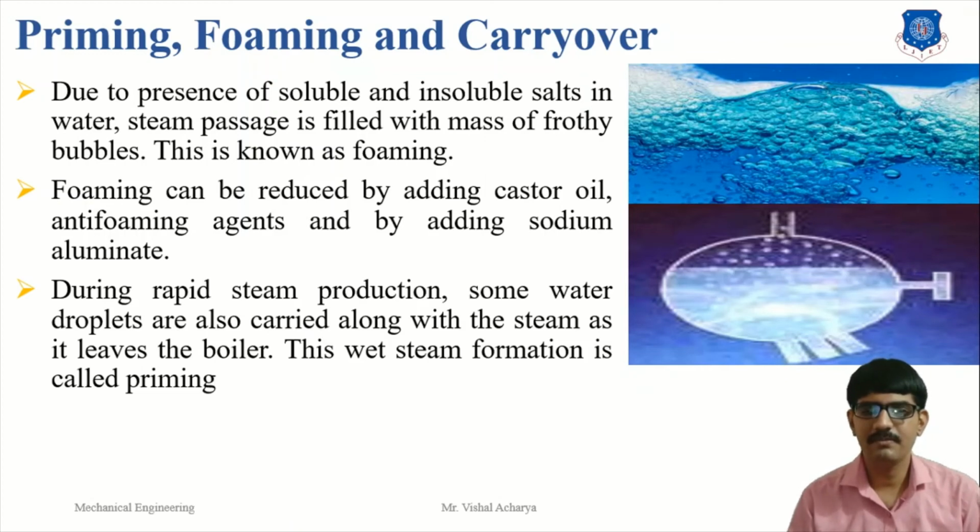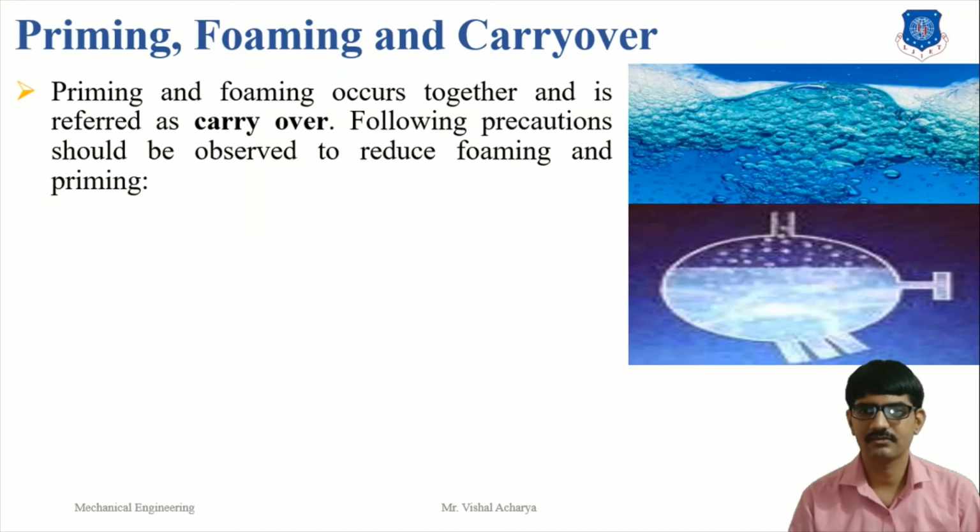Foaming can be reduced by adding castor oil and anti-foaming agent and by adding sodium aluminate. And during the rapid steam production, some water droplets are also carried along with the steam as it leaves the boiler. This wet steam formation is called priming. When priming and foaming occur together, it is called the carryover.